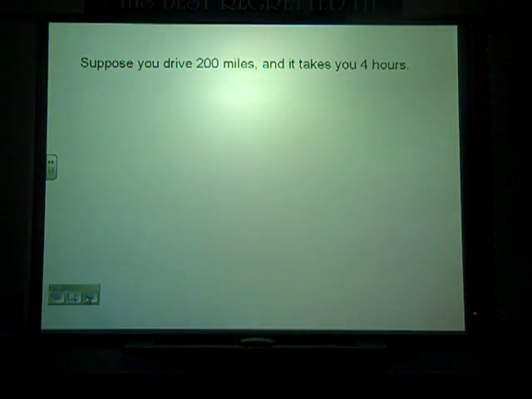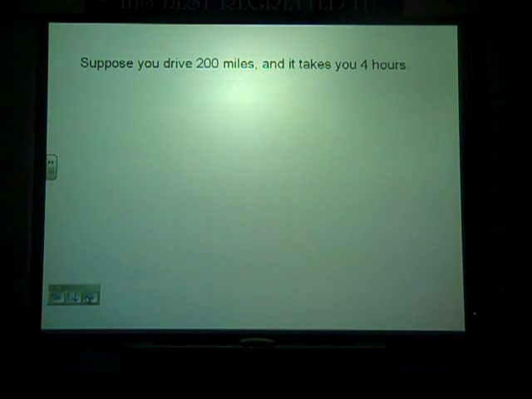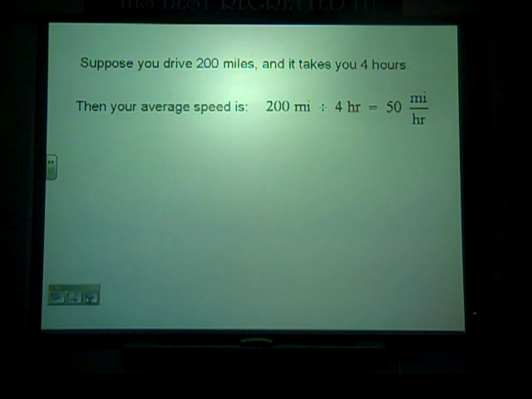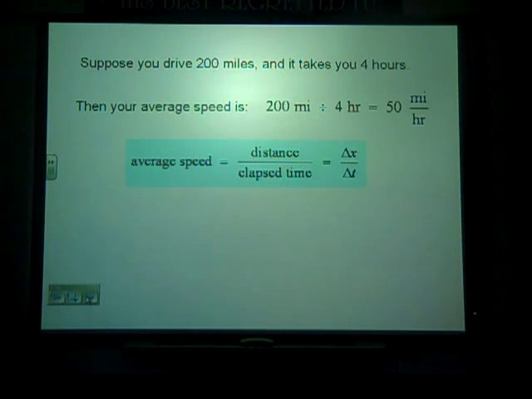So let's look at it in general case. Suppose we're driving 200 miles, it's going to take 4 hours. We can find our average speed. We just take 200 miles divided by 4 hours, and we know on average we traveled 50 miles an hour. Our average speed is the distance traveled divided by the time it takes. We can call that our change in distance divided by our change in time.